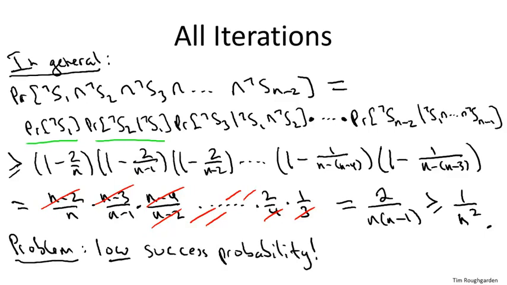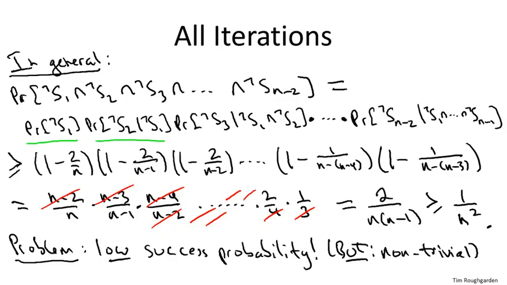Problem, this is a low success probability. So that's disappointing. So why are we talking about this algorithm or this analysis? Well, here's something I want to point out. Maybe this is not so good: 1 over n squared, you're going to succeed. But this is still actually shockingly high for an oblivious algorithm, which honestly seems to be doing almost nothing.